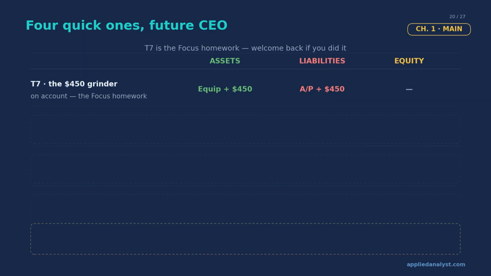Transaction 7. A $450 grinder on account. If you did the Focus video's homework, this is that exact problem. Welcome back. Equipment up $450. Accounts payable up $450.